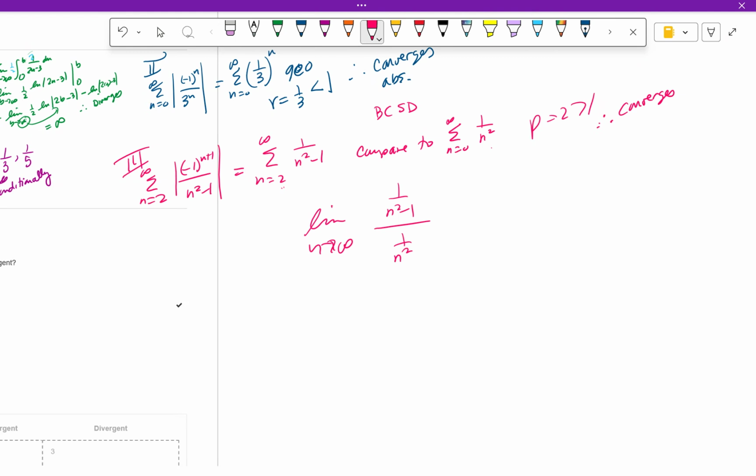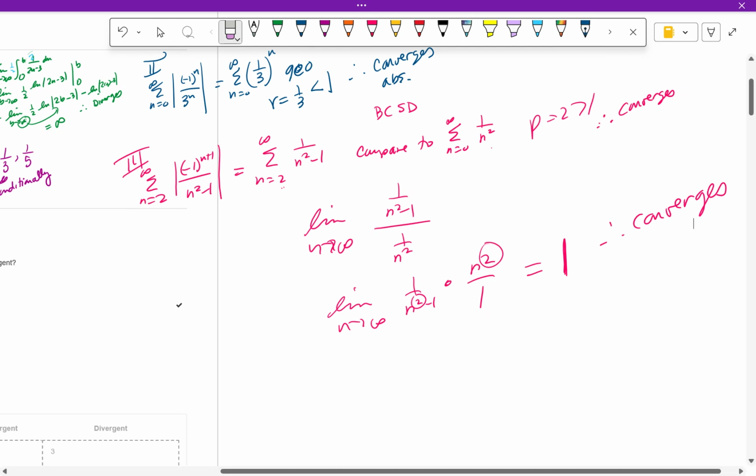All right. Middle school fractions, what do we got to do? Keep, change, flip. So what's the limit on that going to be? What's my biggest exponent? So what are my coefficients? 1 and 1, which is going to be 1. So therefore they either both converge or both diverge. So what just happened? What kind of convergence did we get? We got absolute convergence.